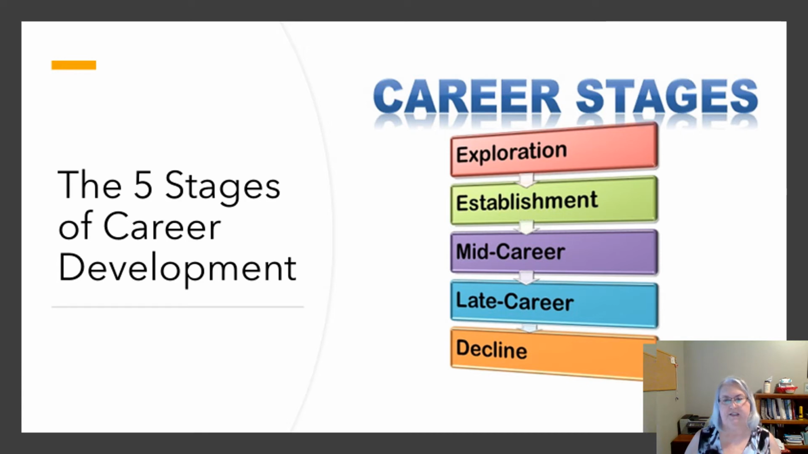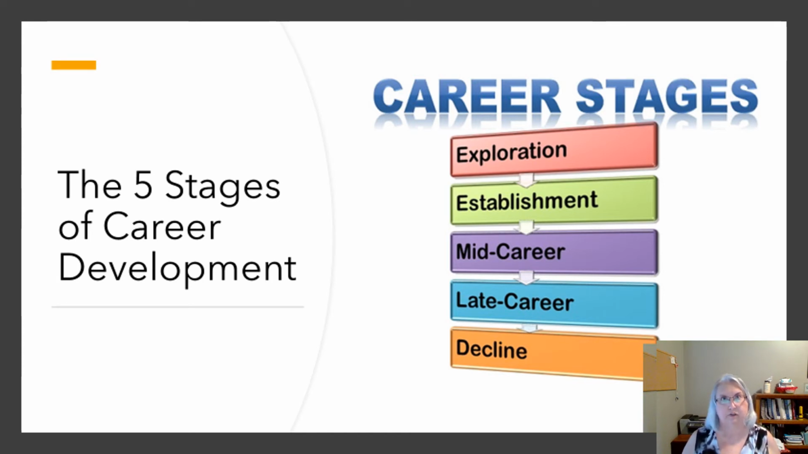We go through these: exploration, establishment, mid-career, late career, and decline. So what does Donald Super say about exploration? The exploratory stage is the period of transition from college to work. That is the period immediately prior to employment. It's usually the period of one's early 20s and ends by your mid-20s. It's a stage of self-exploration and making preliminary choices.